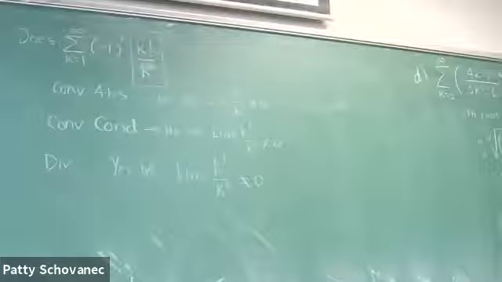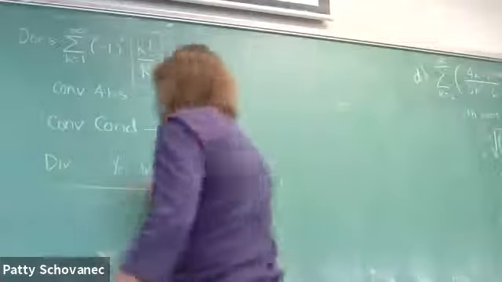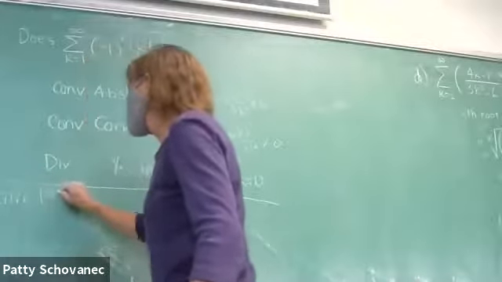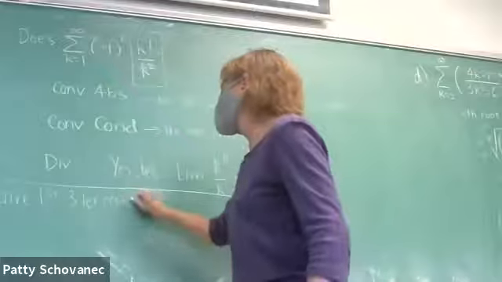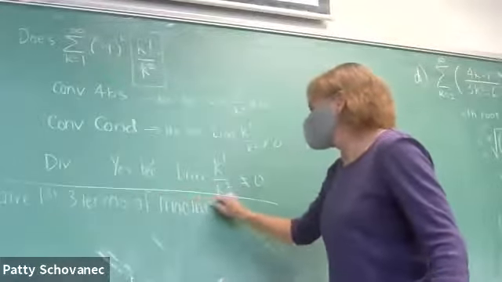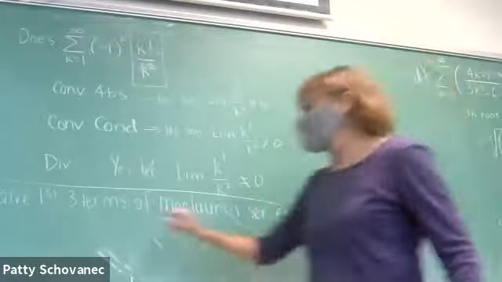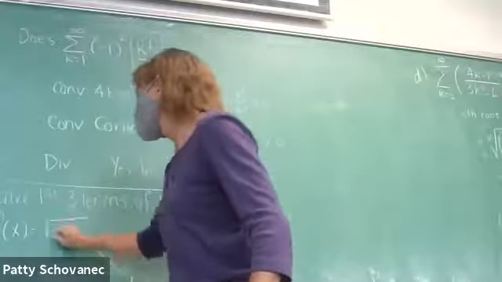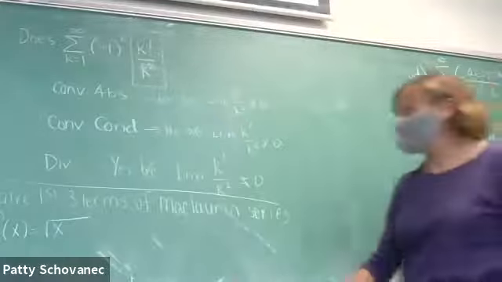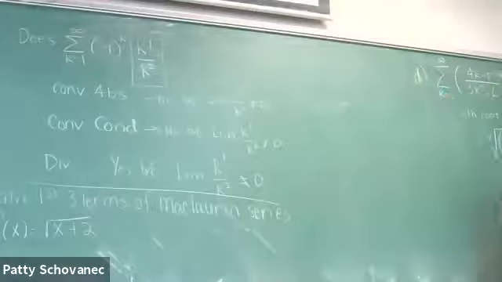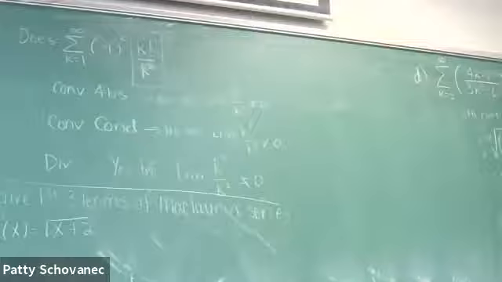All right, the first 3 terms of the Maclaurin series for f of x equals the square root of x plus 2. Maclaurin series means the center is 0, so you don't have any x minus c's, you just have a bunch of x's. There are 3 terms, so that's f of 0 plus f prime at 0 times x over 1 factorial plus f double prime at 0 times x squared over 2 factorial.